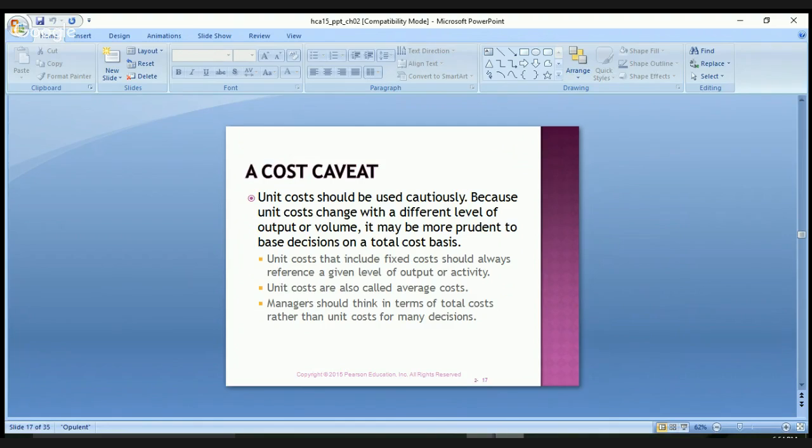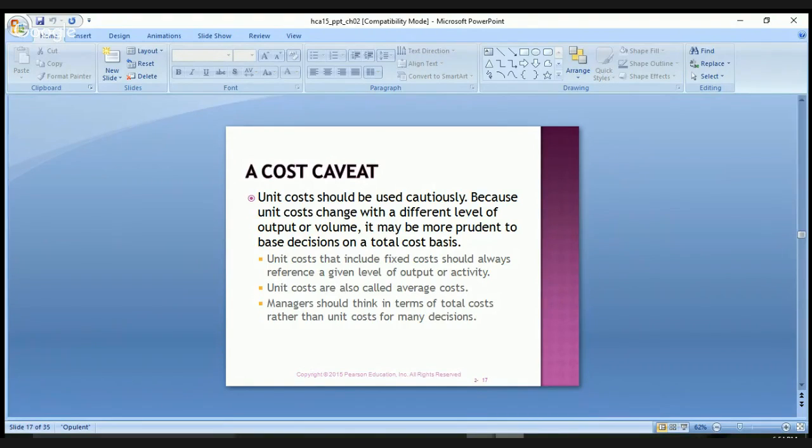Managers should think in terms of total cost rather than unit cost for many decisions. Because we're not concentrating on just one vehicle, right? We're concentrating on 10,000 vehicles. So my cost per unit for that tire might be $50, but I can't concentrate on just the $50. I've got to concentrate on the $50,000, or $500,000, it's going to cost me for all those tires, for 10,000 units, okay? So managers need to look at the big picture and not just the cost per unit. You still have to look at the cost per unit, but you have to concentrate more on the big picture.